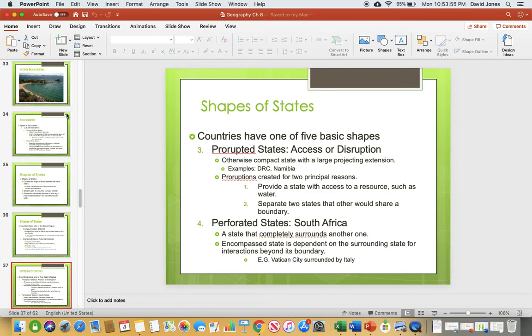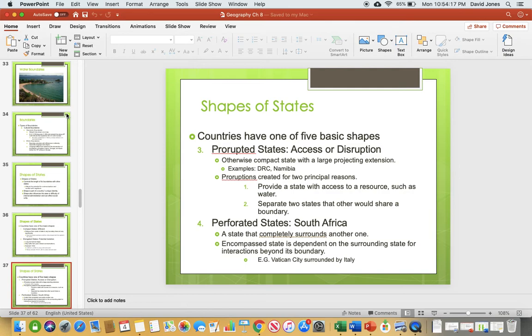We then have perforated states. A perforated state is a country that completely surrounds another country. So the only real 2 perforated states anywhere in the world would be South Africa and Italy. South Africa completely surrounds Lesotho. Italy completely surrounds San Marino. It also completely surrounds the Vatican City. So those would be perforated states.